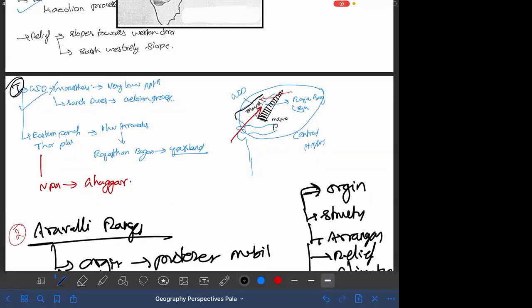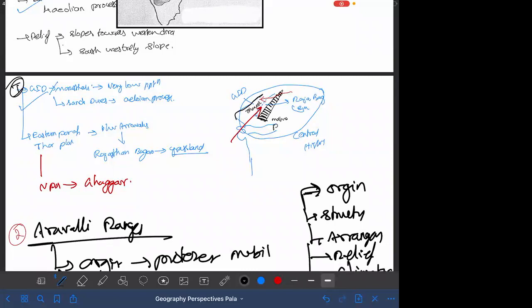Aravalli ranges. Now, the Aravallis represent an old fault mountain which is nearing the peneplain stage of development, and which was formed about 2.1 billion years ago.